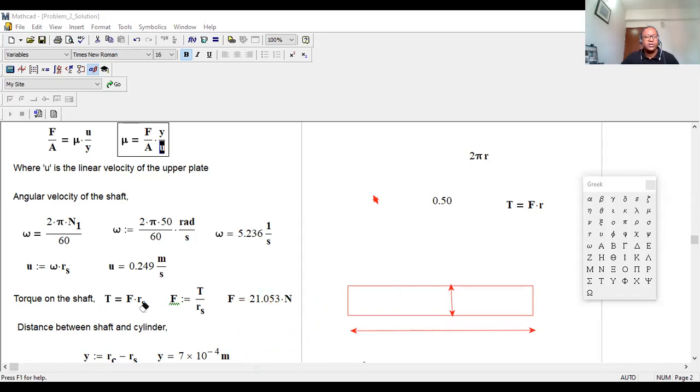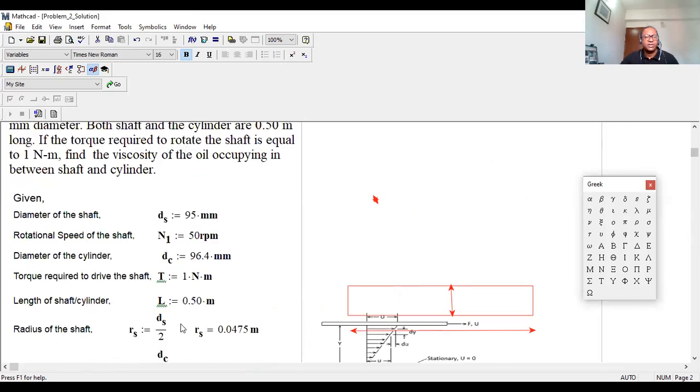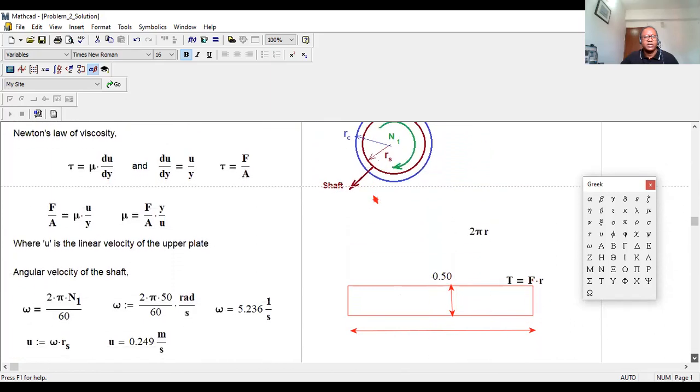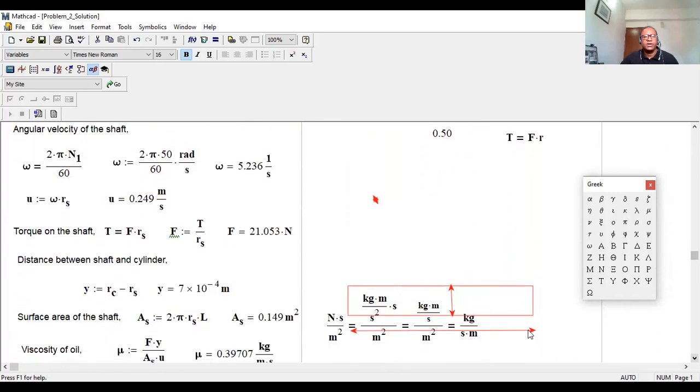So torque T equals F into RS, the radius of the shaft. The radius of the shaft is already given, and the torque is given. So we can say F equals T by RS. So you see, our torque and radius RS are given, and from here we can figure out the force. We are getting the force of about 21 Newton.